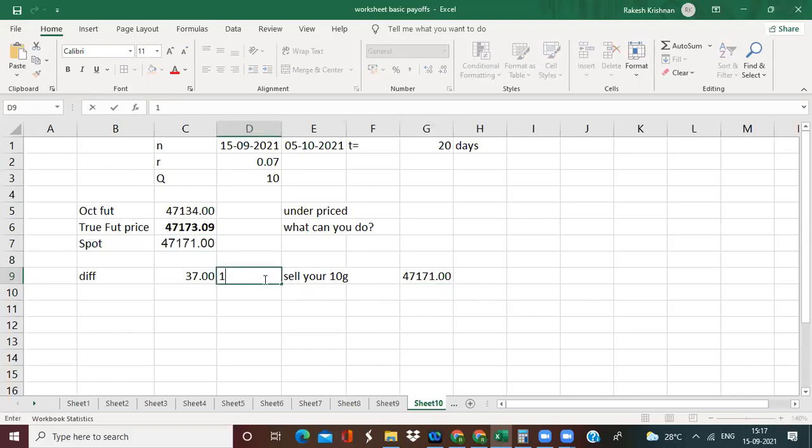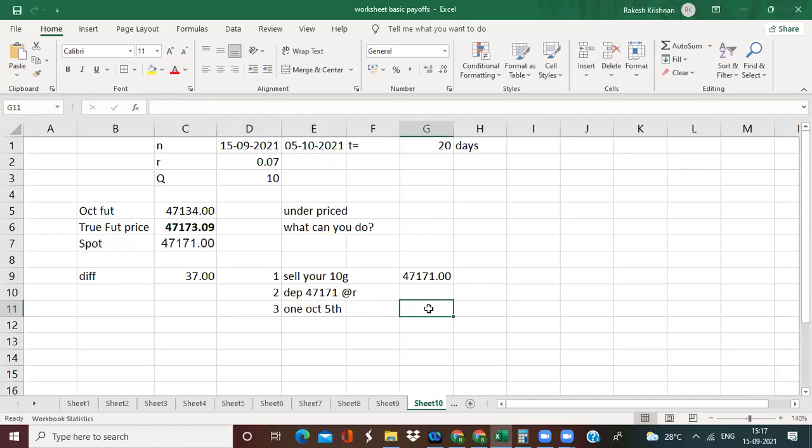Now what can you do? This is step 1. So what is step 2? Step 2, you can deposit this money, 47,171, at the rate of R. What is R? R is 10%. So you are depositing it. Third, on October 5th, what will happen? This will mature for how much?